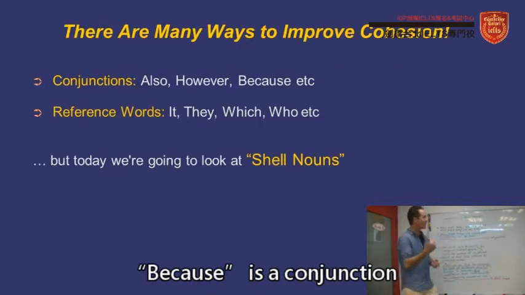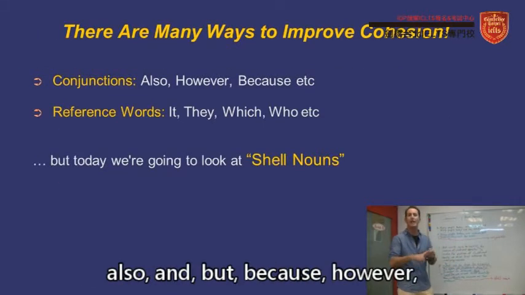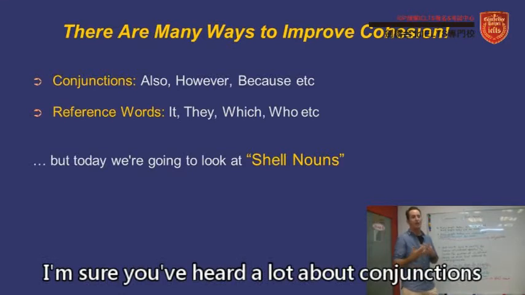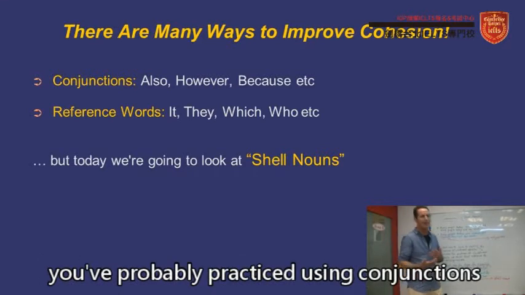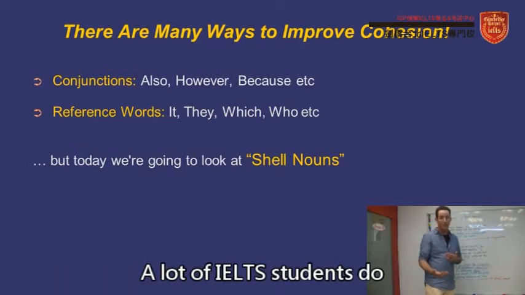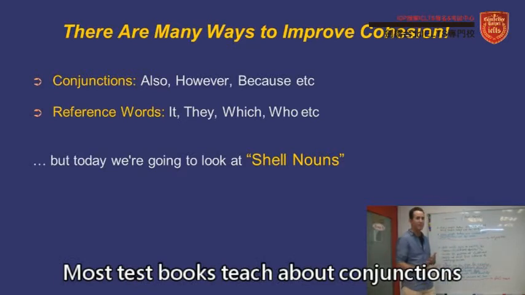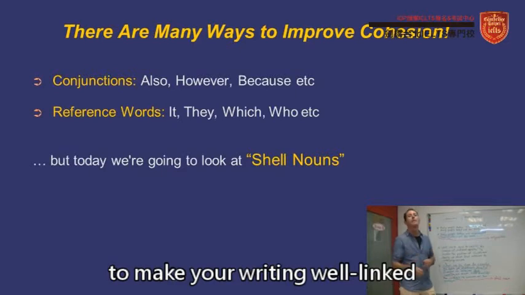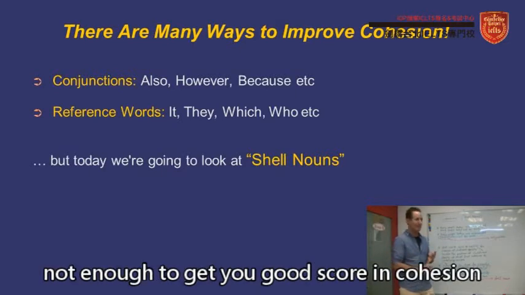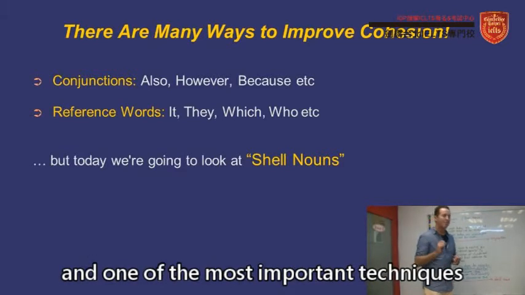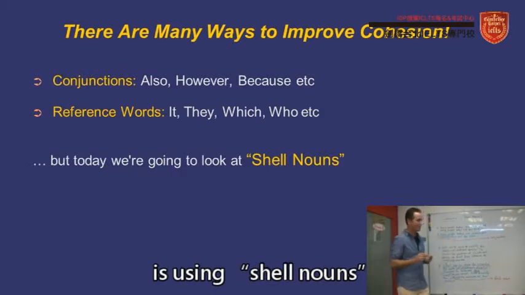Because is a conjunction, so there are lots of conjunctions. Also, and, but, because, however, therefore, in conclusion, for example. I'm sure that you've heard a lot about conjunctions and you've probably practiced using conjunctions in your writing before. A lot of IELTS students do. Most textbooks teach about conjunctions, but conjunctions are not enough to make your writing well linked. They're not enough to get you a good score in cohesion. To do that, you need to learn other techniques, and one of the most important techniques is using shell nouns.